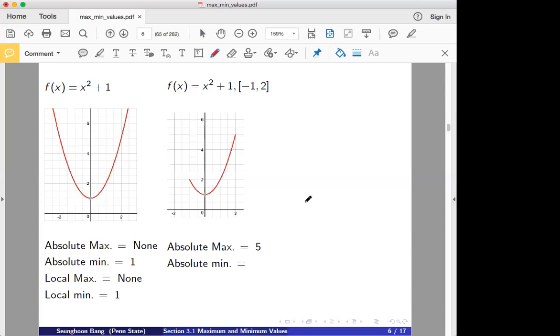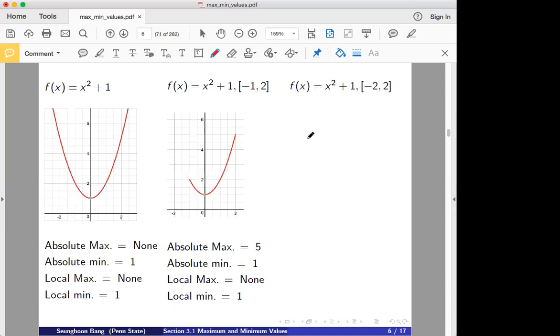Absolute minimum. Yes, 1 here. The y value is 1. The function value is f of 0. So like this. Do we have a local maximum? Yes, in this case, no. You're right. No, because we have to exclude endpoints. Local minimum. Yeah, 1 here. Locally lowest point.